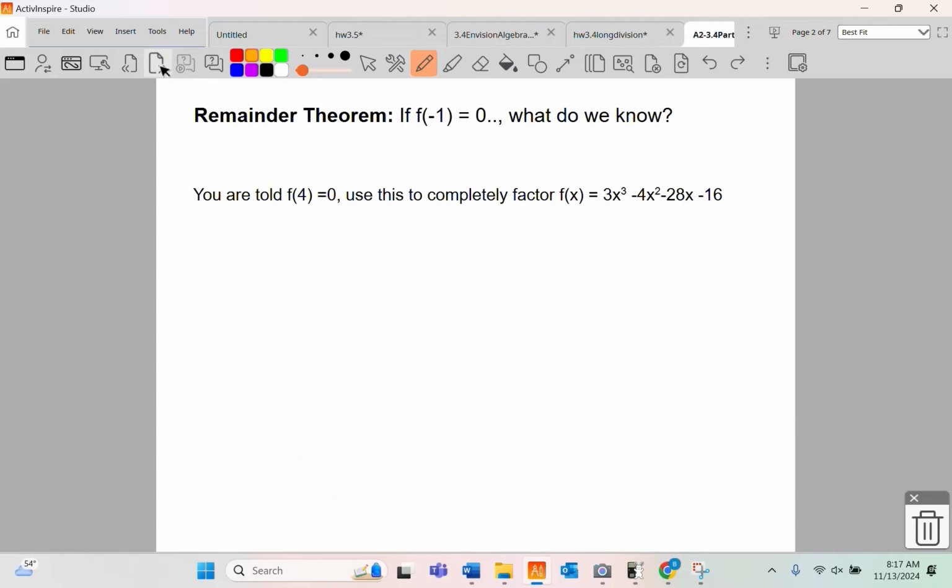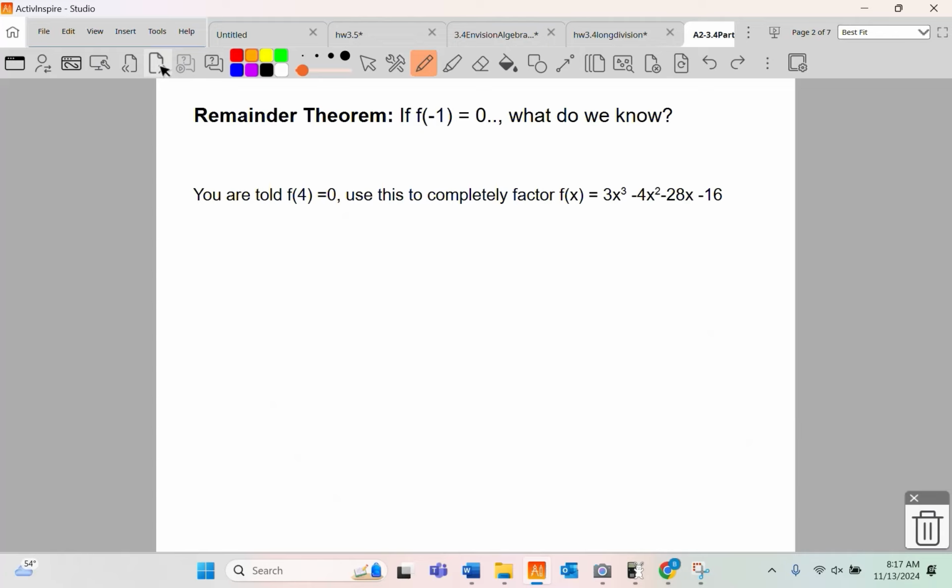You're doing something called synthetic. What does synthetic literally mean? Right. You're doing fake division. This is a very special situation. It only works under the circumstances you're dividing by something linear.